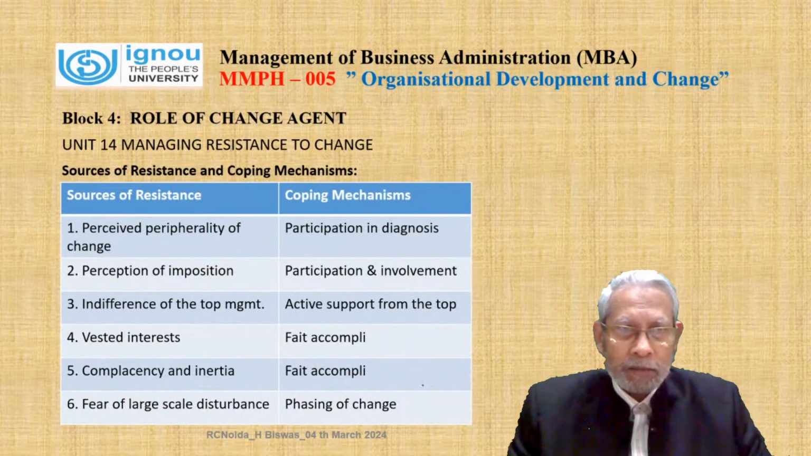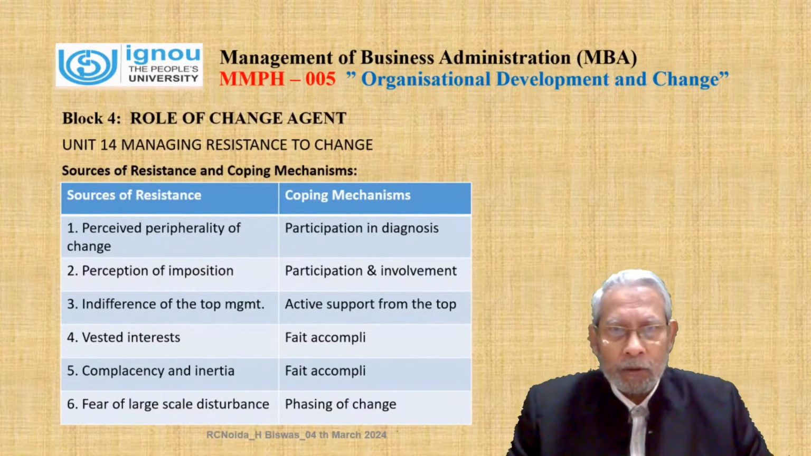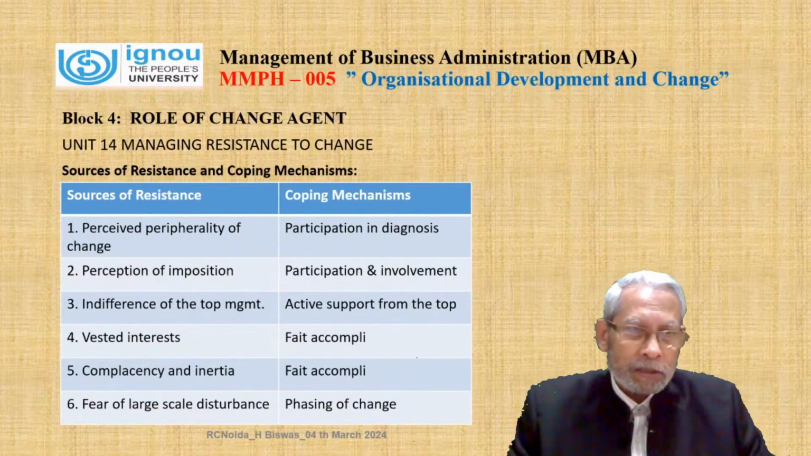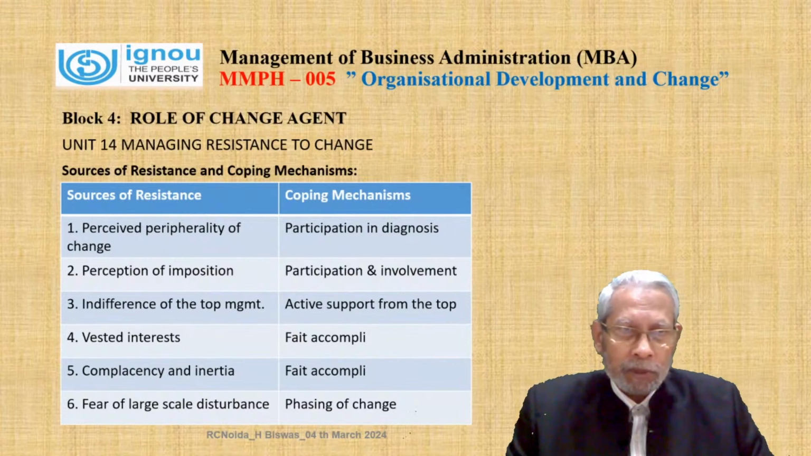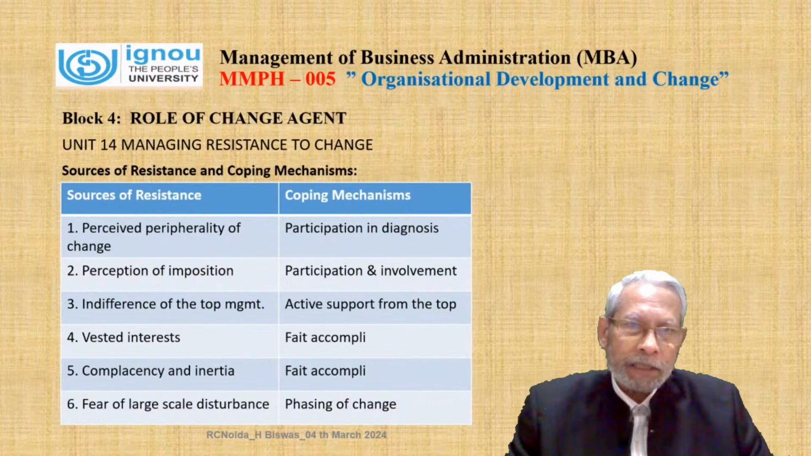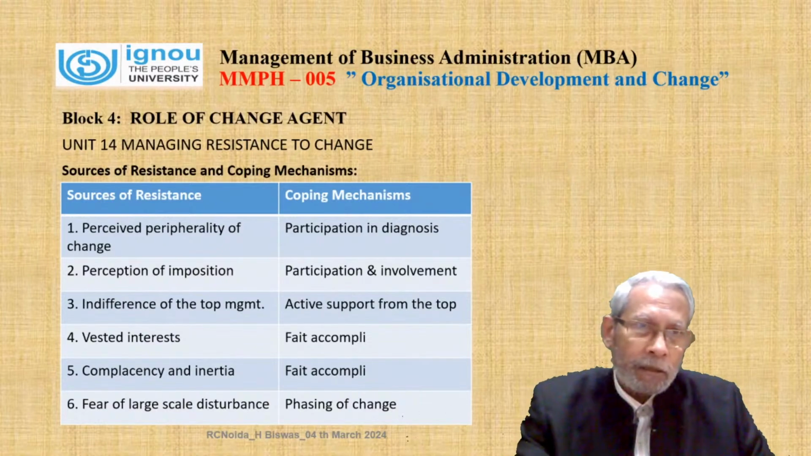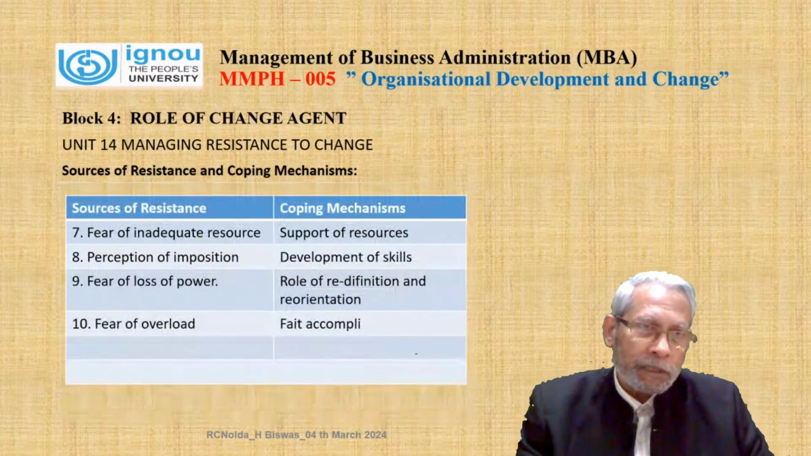Now you see there are some sources given, that is perception, and then participation in the diagnosis process, and some sources of resistance, and how to cope with the mechanisms. There are also fair and large things, and the phasing of the changes. These are all the ways the changes are there.